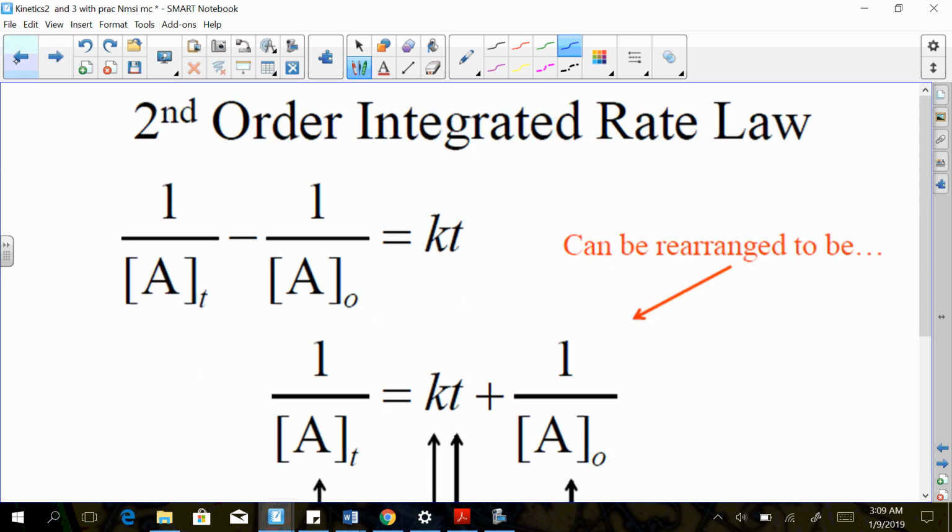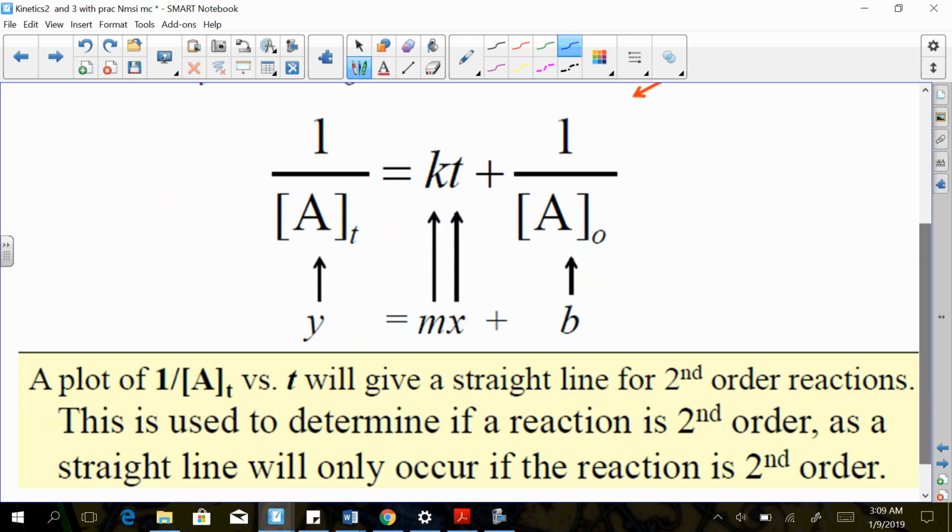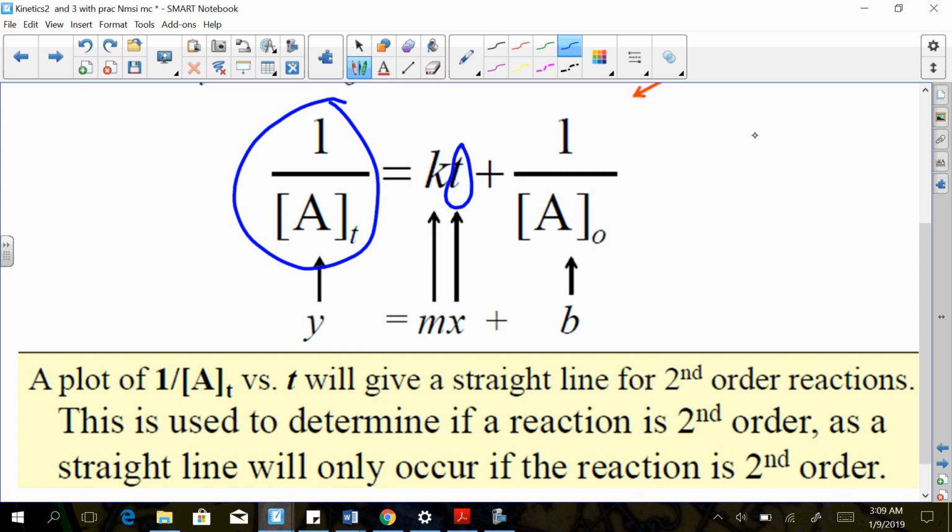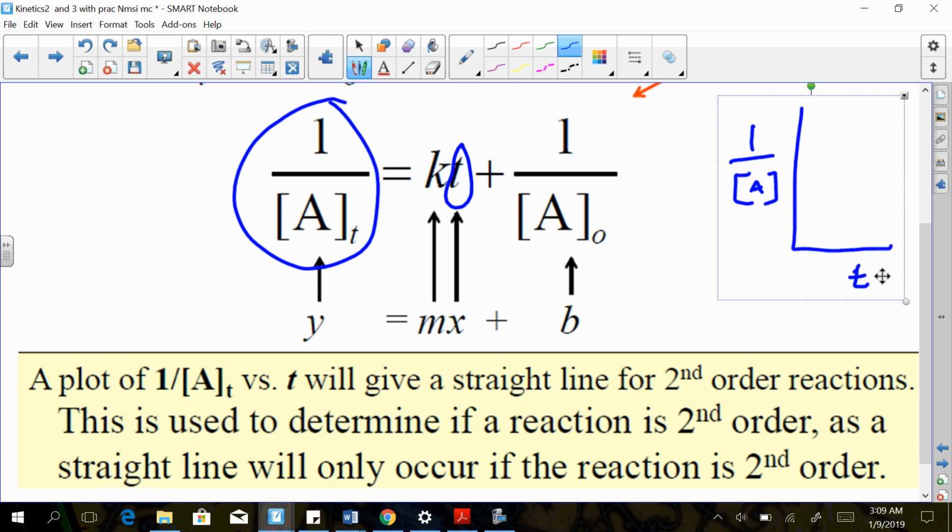Now, we went through this earlier, so let's go back. You can rearrange this also into this form by moving this to the other side, and you have set it up into y equals mx plus b form, where this is the y-axis and this is the x-axis. And if you graph 1 over the concentration versus the x-axis, time, you will get a graph. And the slope of that graph will be K.